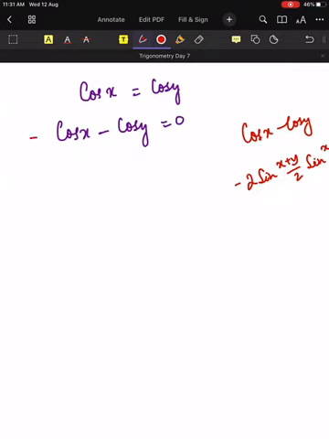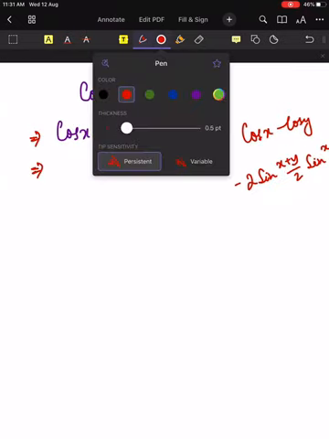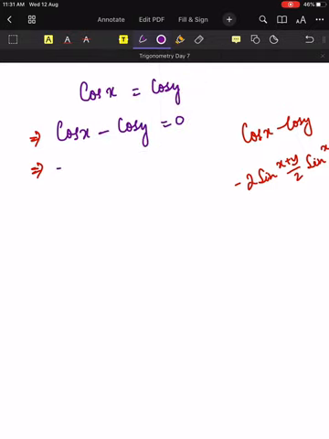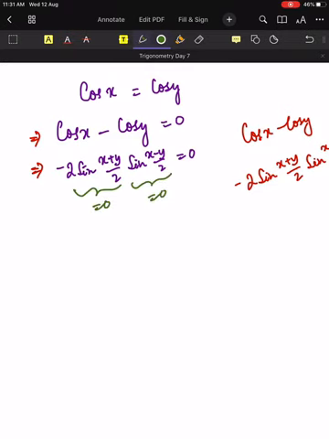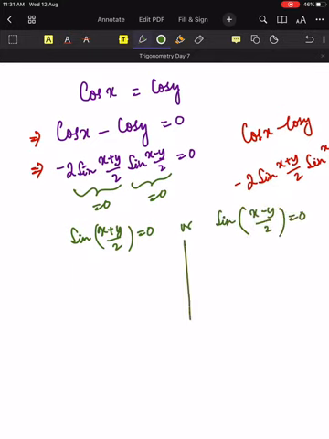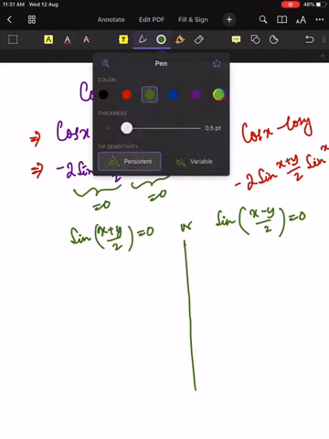That's the formula. Okay, so let's apply it in here. So what do we get? We get minus 2 sine x plus y by 2 sine x minus y by 2 equal to 0. Clear? So again we can say that either this equal to 0 or this equal to 0. So sine of x plus y by 2 equal to 0, or sine of x minus y by 2 equal to 0. Okay, so let's solve now.